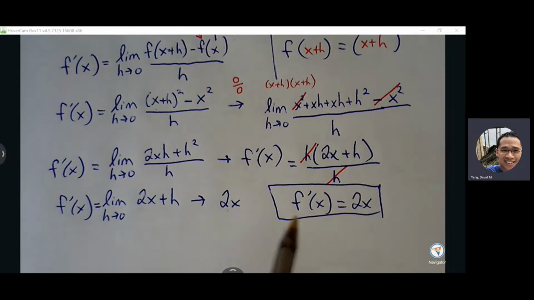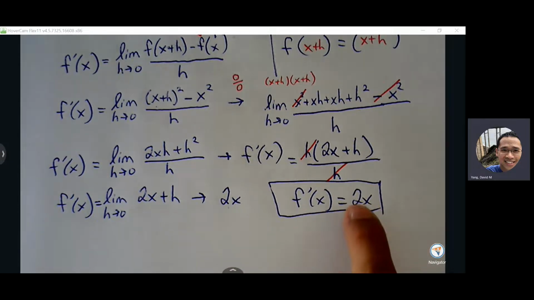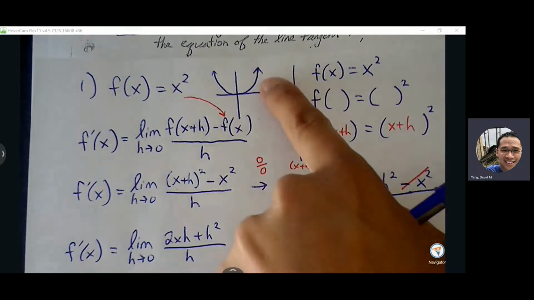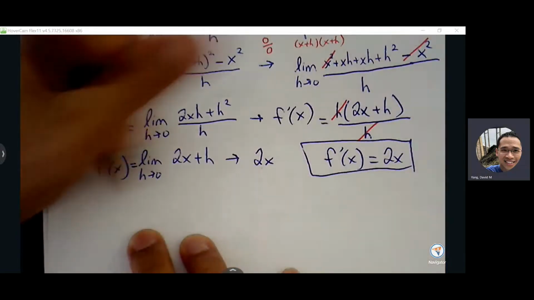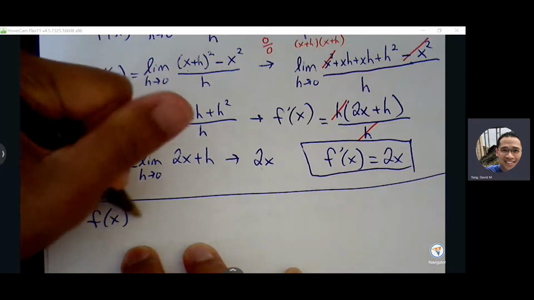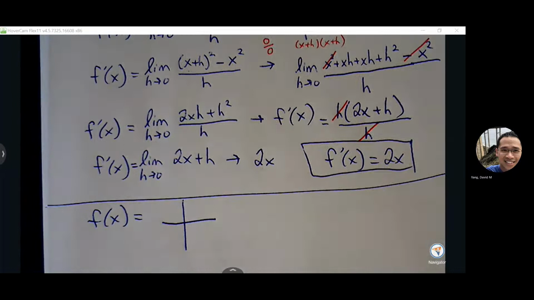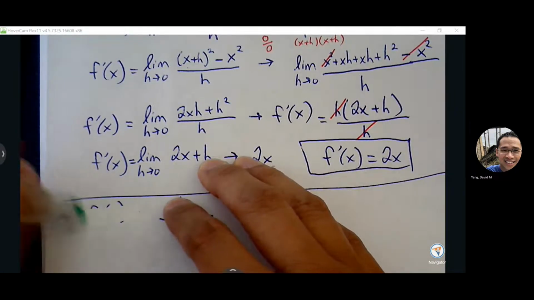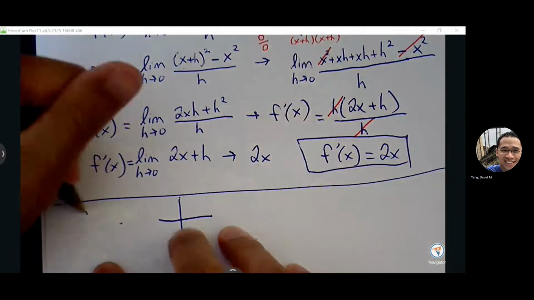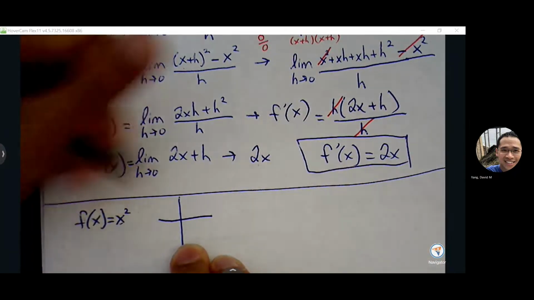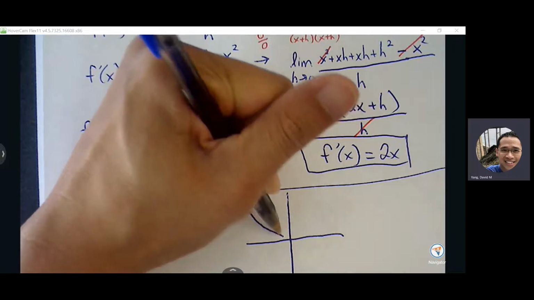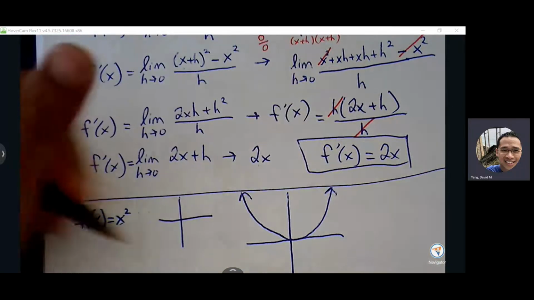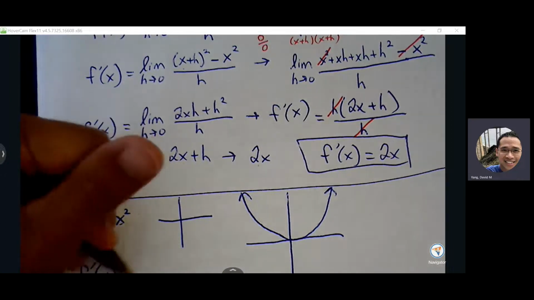What I want to convince you about this derivative function is that this is the slope formula tailored and built specifically for this graph. So let me write out this information again. Here's the function, y equals x squared. Let me draw a little bit bigger because I want us to be convinced that this actually does work. Our derivative function is x squared.